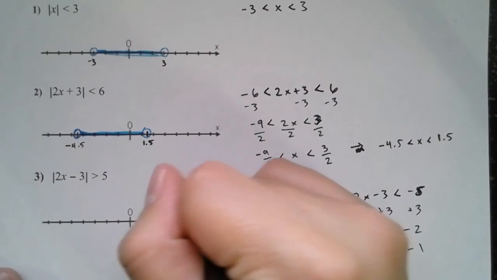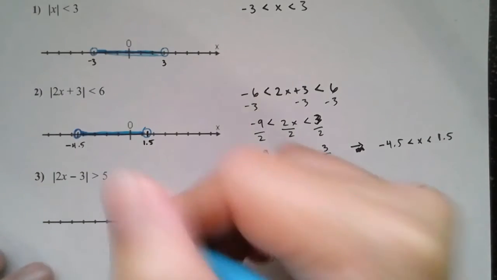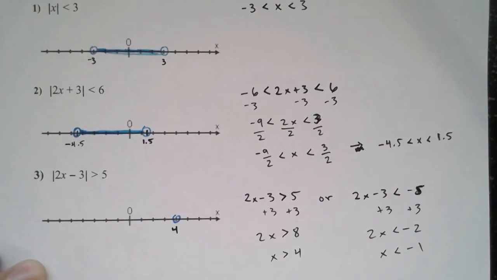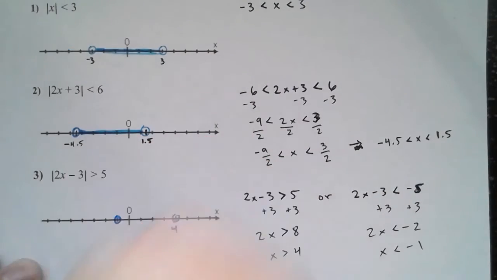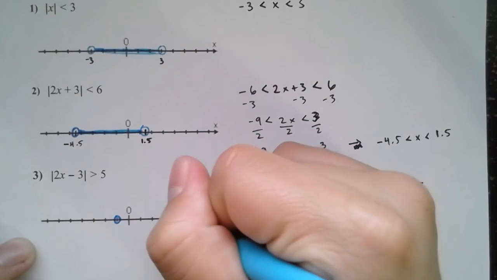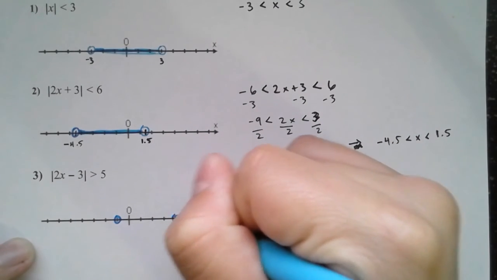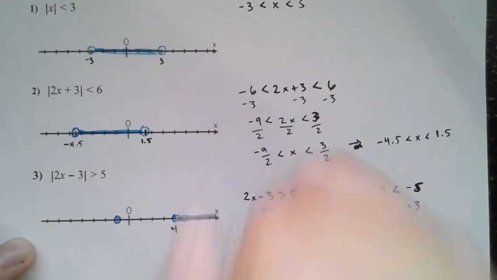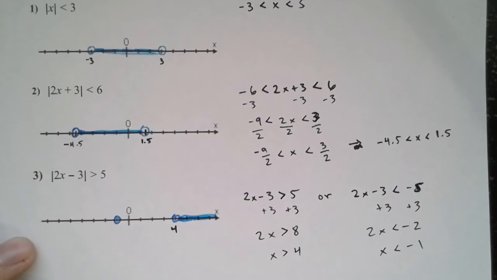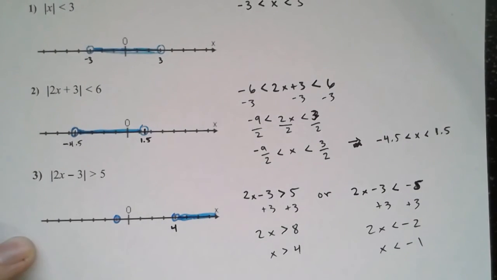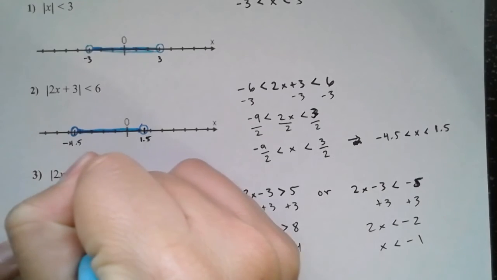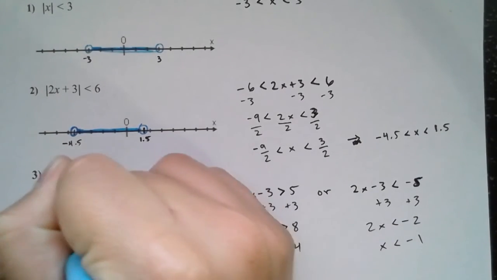So if I go here and I plot 4, open circle, then I have x less than negative 1. So open circle here. So let's plot what this means. Well, x is greater than 4, so all values to the right here. Again, x greater than 4. This one says x less than negative 1. So here's negative 1. What's less than negative 1? It would be all those other negative numbers going to the left. So I have something like this.